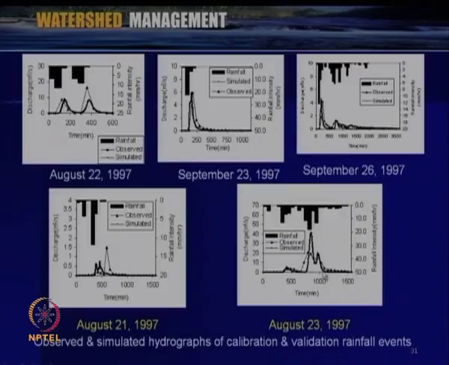So, this shows at the outlet of the watershed for the calibrated events, 3 calibrated events and 2 validated events, with respect to the rainfall pattern which is shown with respect to rainfall intensity in millimeter per hour, how the discharge is varying at the outlet of the watershed. And then these results were compared with respect to the observed data also.